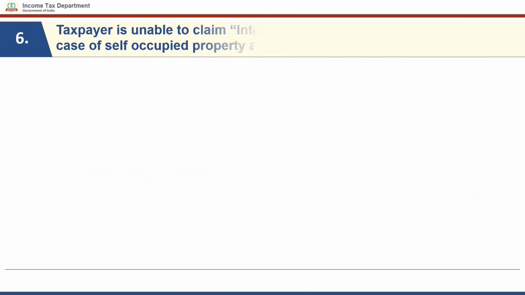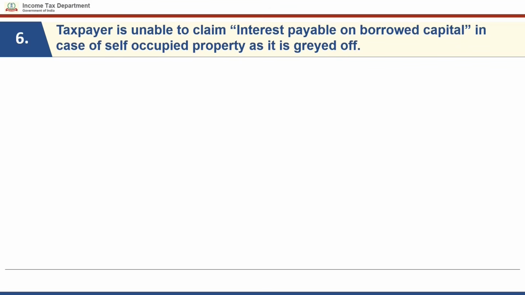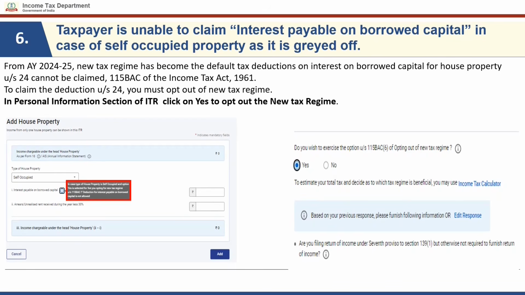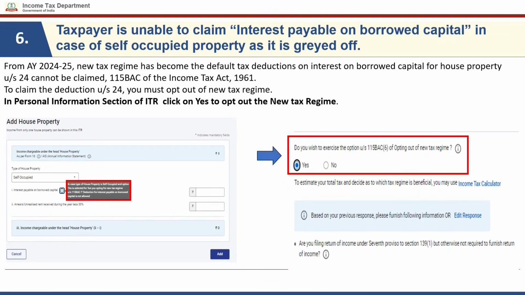Similar question is that the taxpayer is unable to claim interest payable on borrowed capital in case of self-occupied property, as this option is grayed off. This option is grayed off again because in the new tax regime, the deduction on interest on borrowed capital for house property under Section 24 cannot be claimed. In order to claim the deduction, the taxpayer is advised to opt out of the new tax regime in the Personal Information section of the ITR.